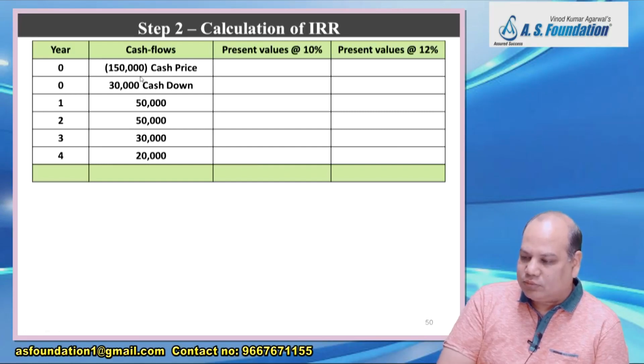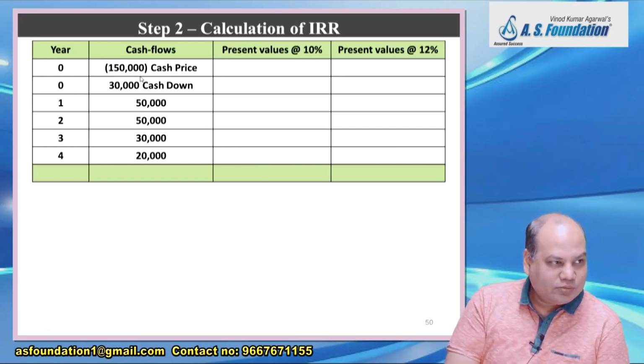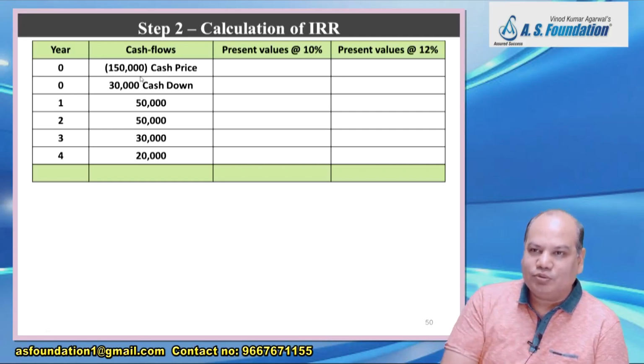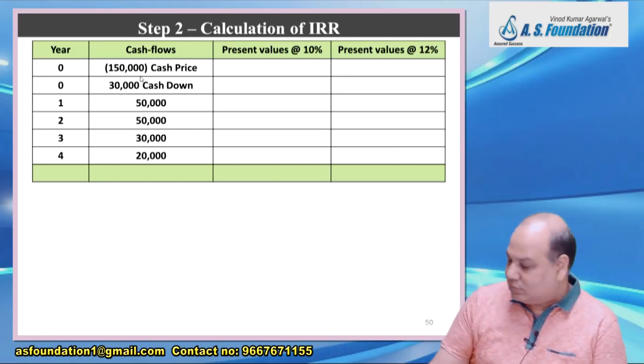So these are the total cash flows in this problem. 1,50,000 is the cash price of that asset. That is the value of the asset the vendor gives to you. And then he takes from you today, year 0, 30,000. Year 1, 2, 3, 4, he will take from you 50, 50, 30, 20. Is it right?